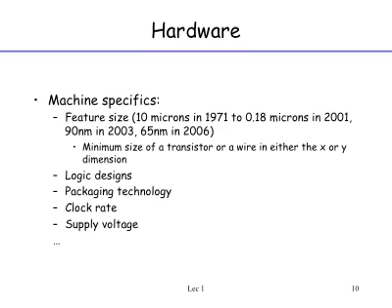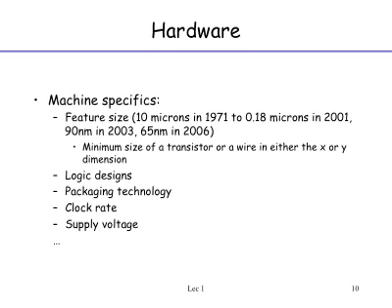Okay, this slide shows the hardware, the very low layer we talk about in terms of architecture. We have to deal with machine specifics, the feature size. We go from larger ones to smaller ones. That's essentially the size of the transistors or the size of the wire. We go from 10 microns in 1971 all the way to now, where we have 45 nanometers and in some cases 20 nanometers. That's the minimum size of a transistor or wire in either the X or Y dimension.